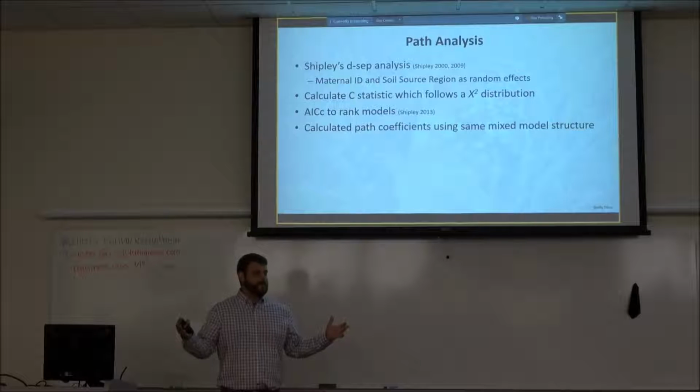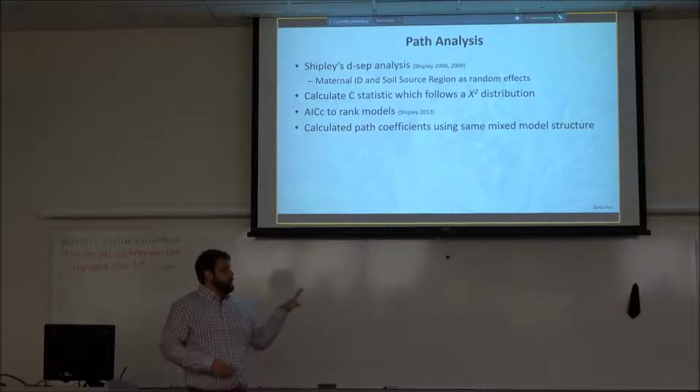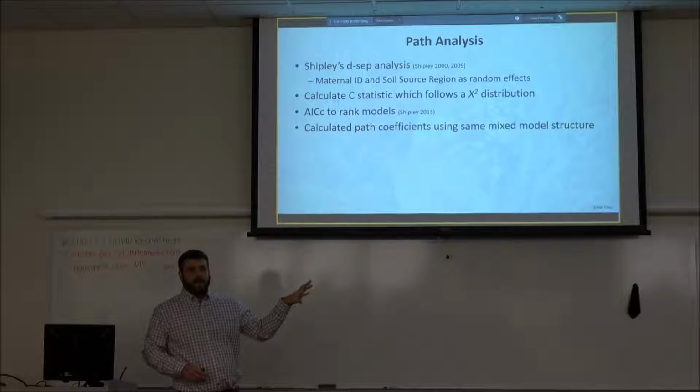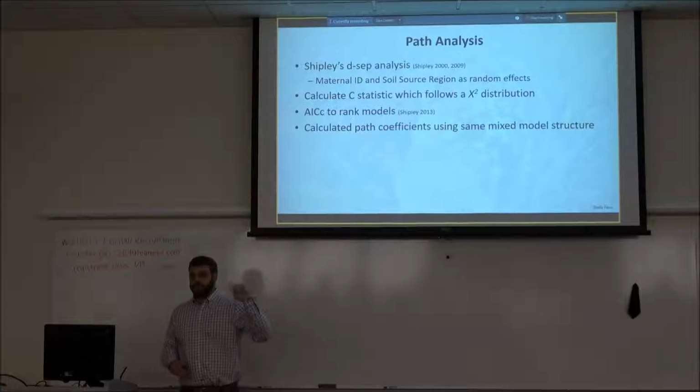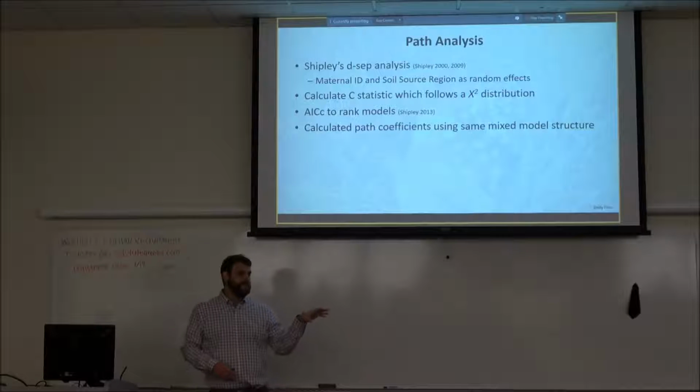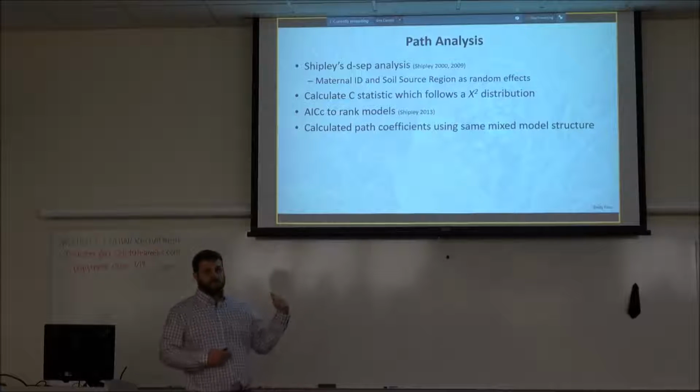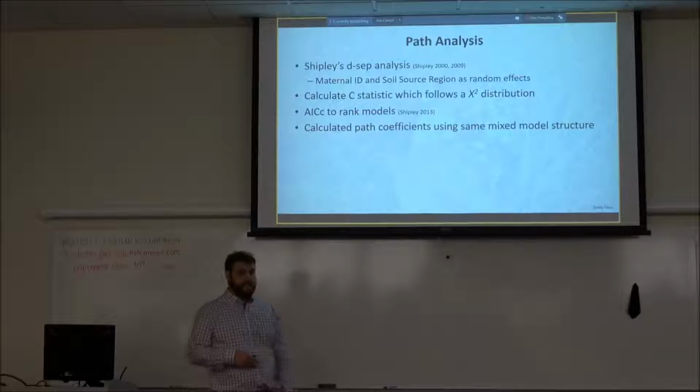So essentially 12 models altogether that we analyzed separately. Each model could potentially fit our data or not. That C-stat allows us to assess model fit. But because we can have potentially more than one model that fits the data, we had to rank them. We do that using AICc calculated according to Shipley in 2013.